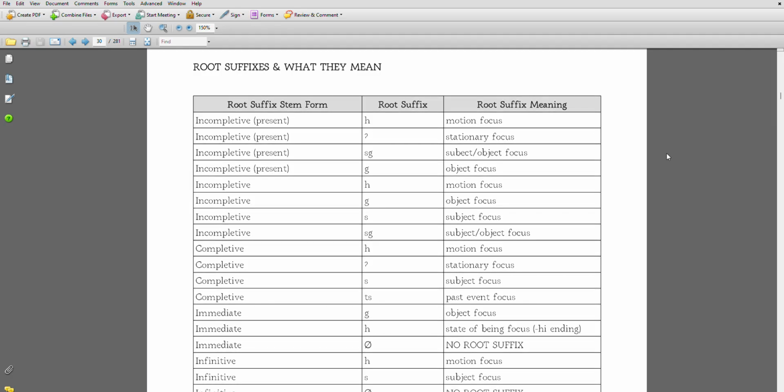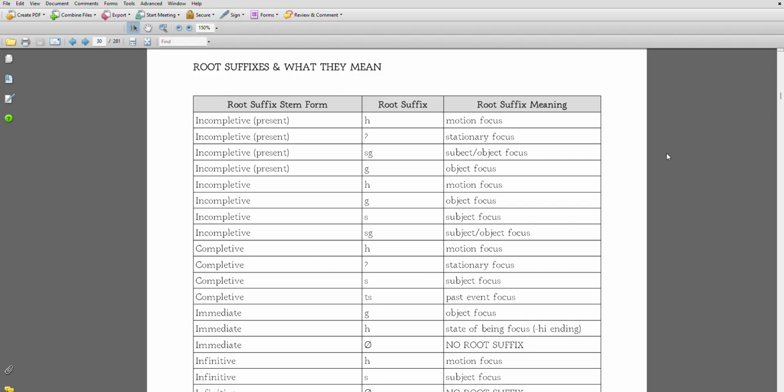Here is a list of the root suffixes and what they mean. On the incompletive present stem, you'll find H, glottal, SG, and G. H means motion focus, glottal is stationary focus, SG is subject-object focus, and G is object focus.